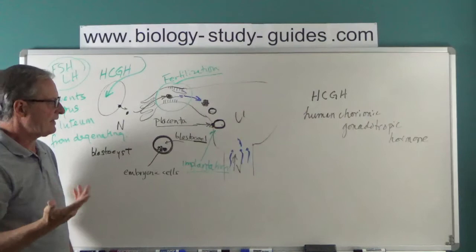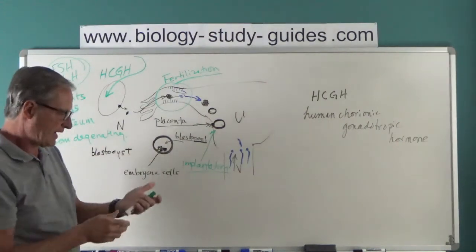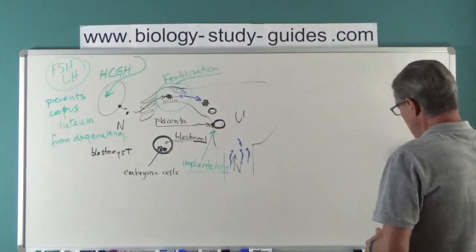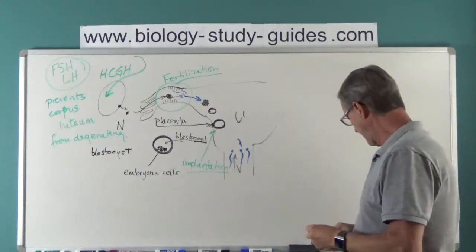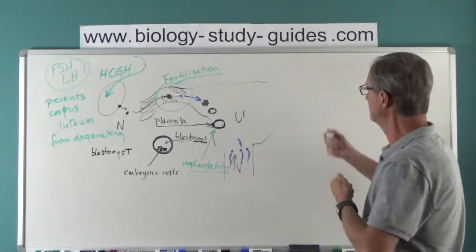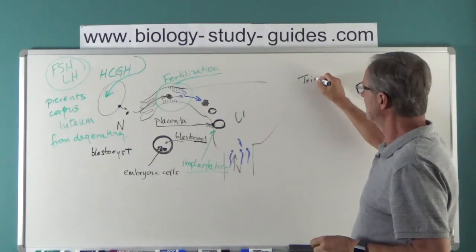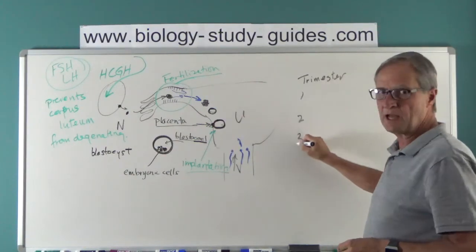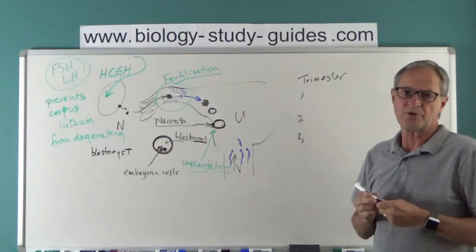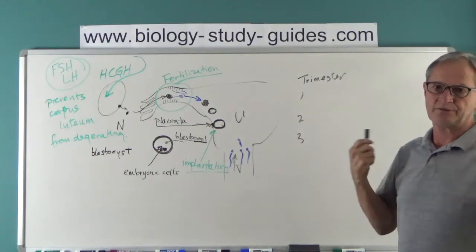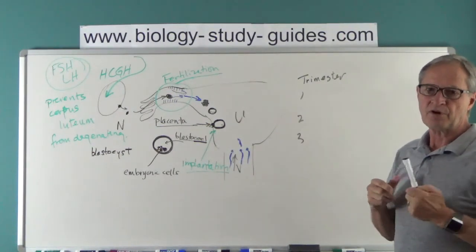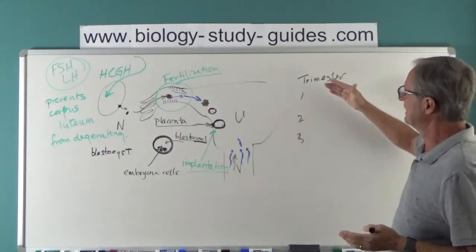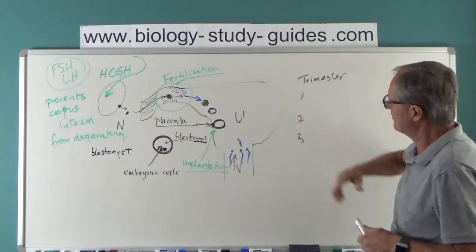This development, the pregnancy time itself, is usually divided up and considered into trimesters. So we have a first trimester, trimester 1, 2, and 3. A normal pregnancy is somewhere around 39 weeks, or 40 weeks, and you divide it up into trimesters.